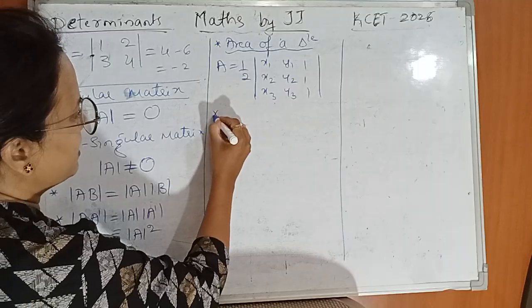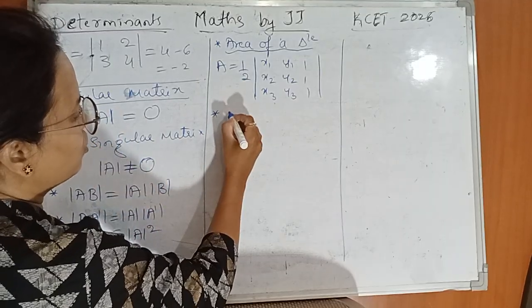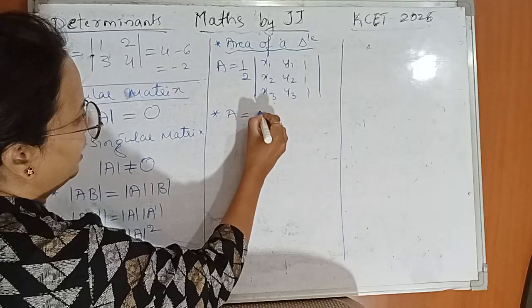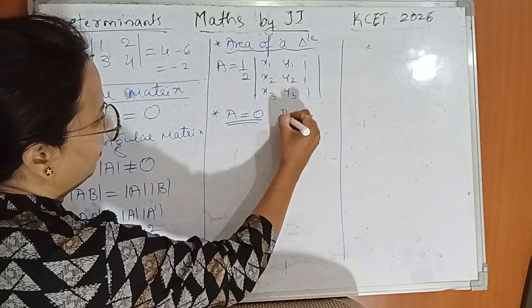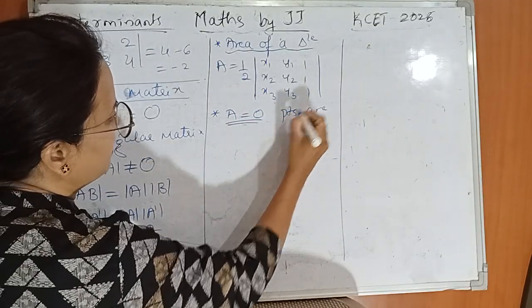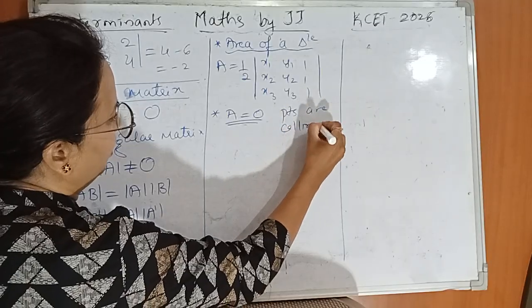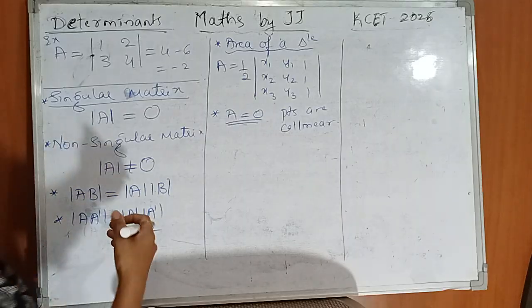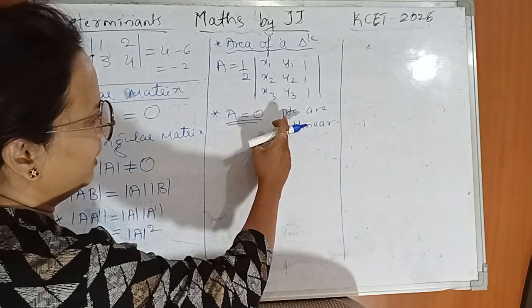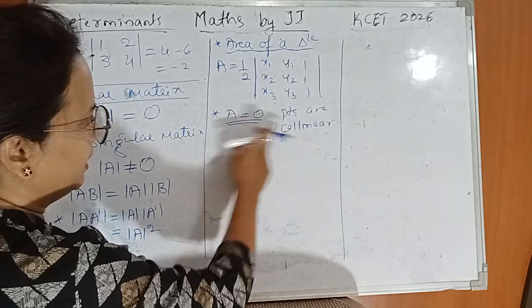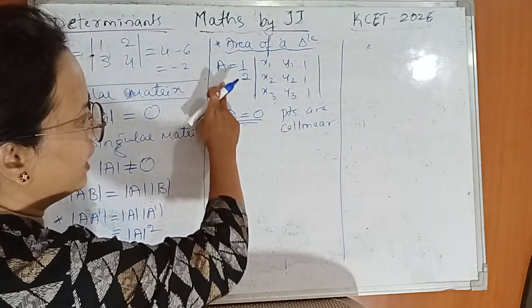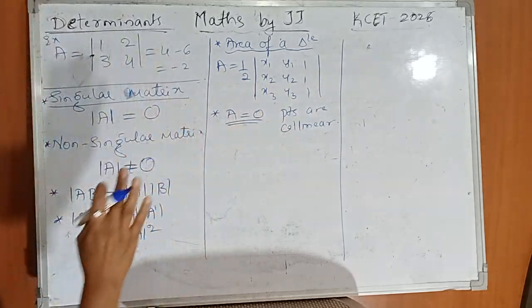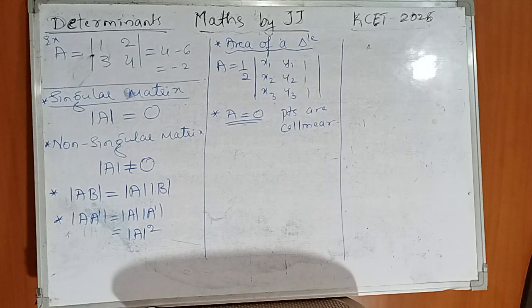Now here there are certain conditions we have. So if the area of a triangle is equal to 0, then the points are called collinear. Okay. Now if the area is 0, the points will be lying on the same line. So we call it that the points are collinear. The condition for collinearity is that the area of the triangle must be equal to 0. So this is the next part.